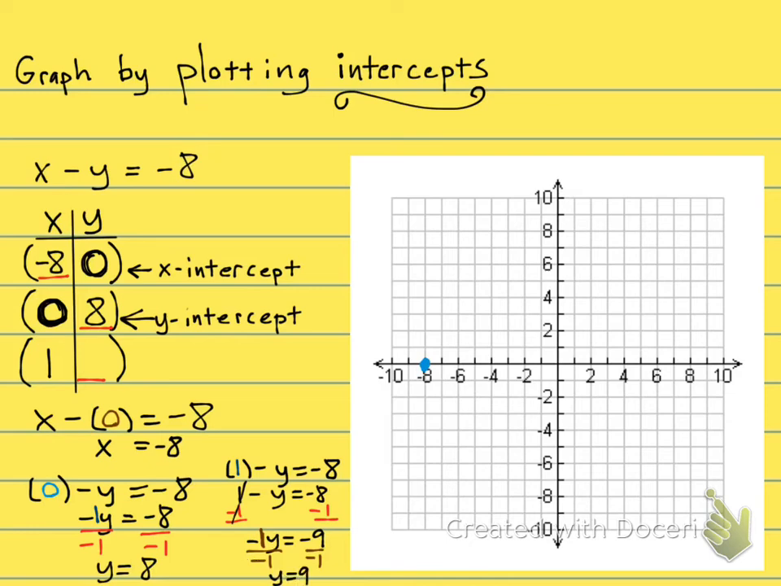So here is my third point. My test point is 1, 9. All right, let me go put these other points on here and make sure that they make a line. So 0, 8 is going to be up here. And then 1, 9. 1 to the right, 9 up is right here. And when you draw your line, it should go through all 3 of these points.